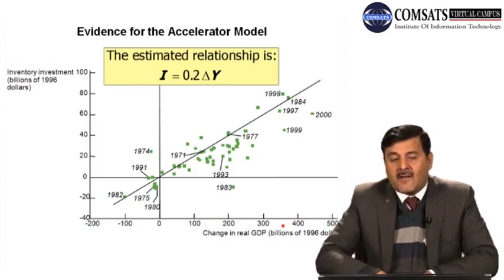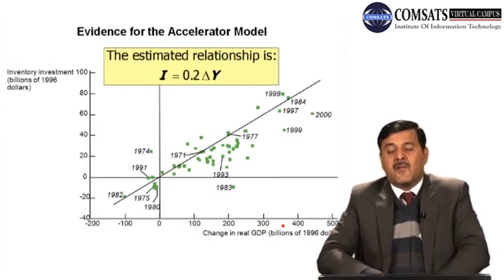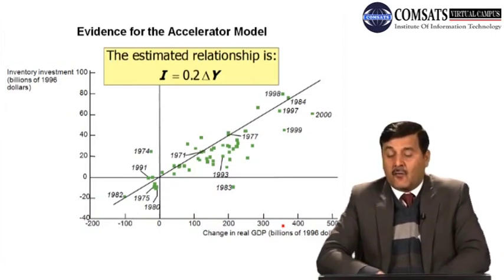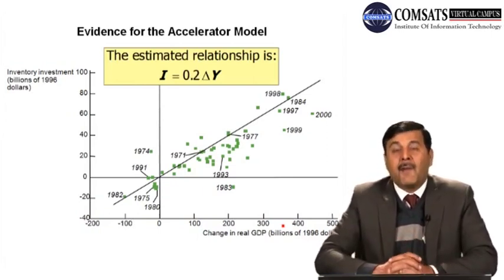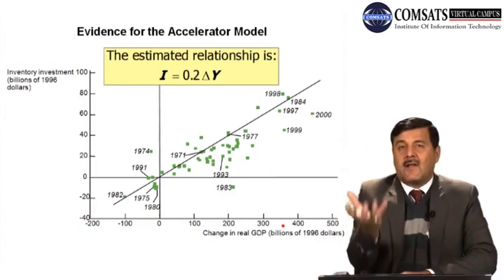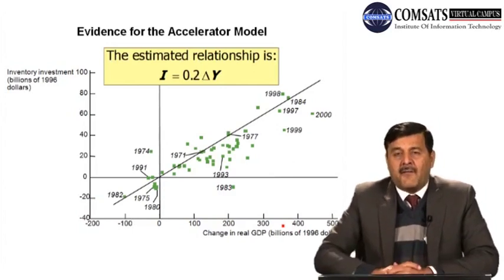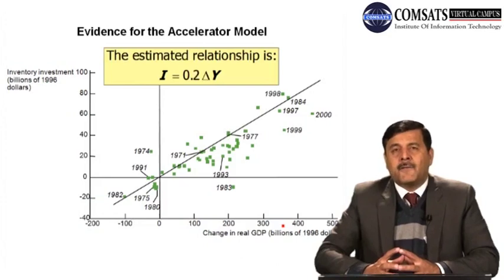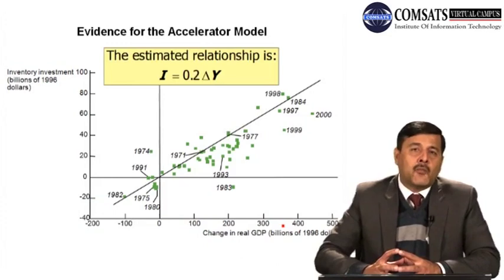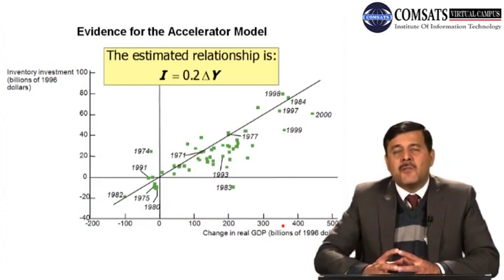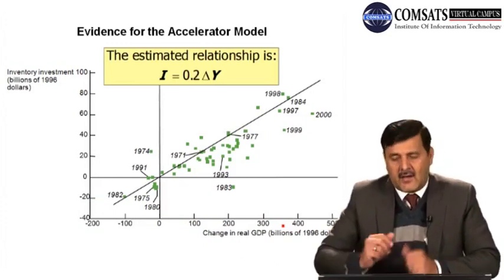inventory investment fluctuates over time, and it depends on changes in real GDP, changes in the gross domestic product. Whenever GDP is going up, the level of inventory investment will also go up. When it goes down, the level of inventory investment also goes down. So there is a positive relationship between inventory investment and the change in the level of real GDP in the economy.